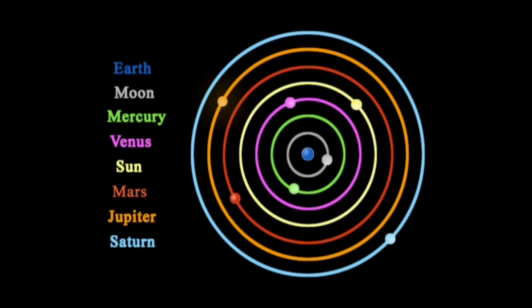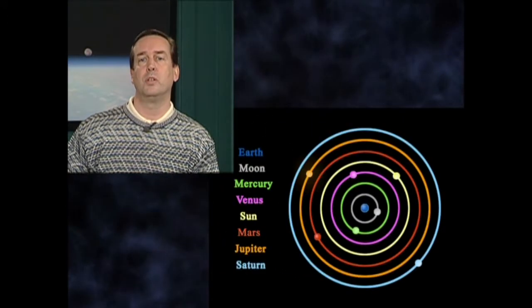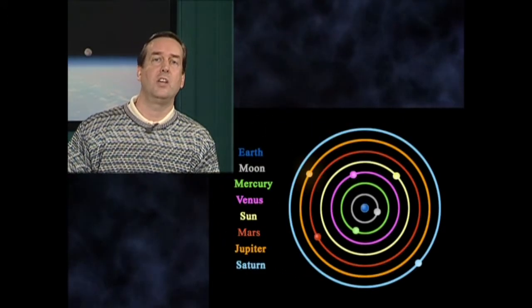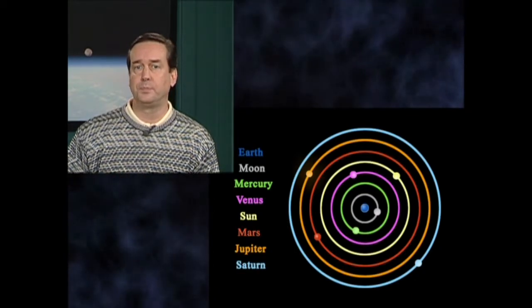Now, I've drawn them here as circles, and that would be the basic way you would model them, but the motion that they make across the sky is not constant. It's not uniform circular motion. The speed varies along its orbit, and we can tell that by looking at the sun's motion.